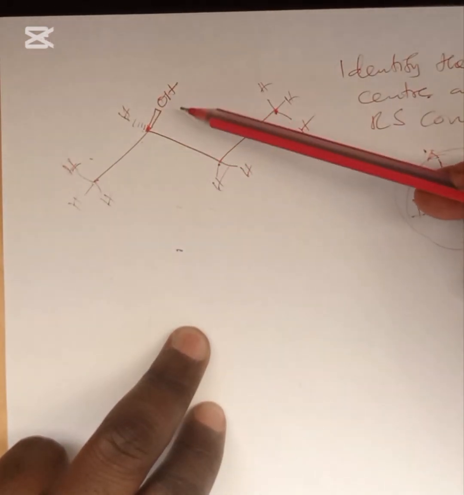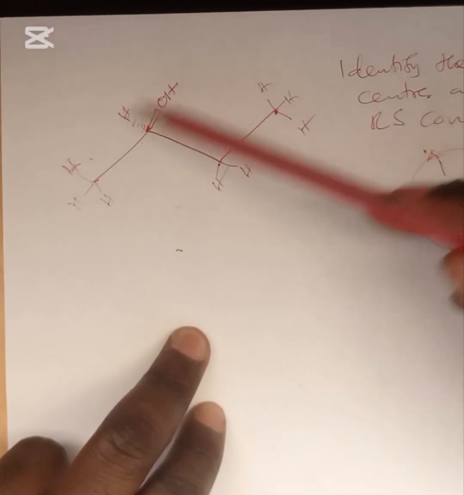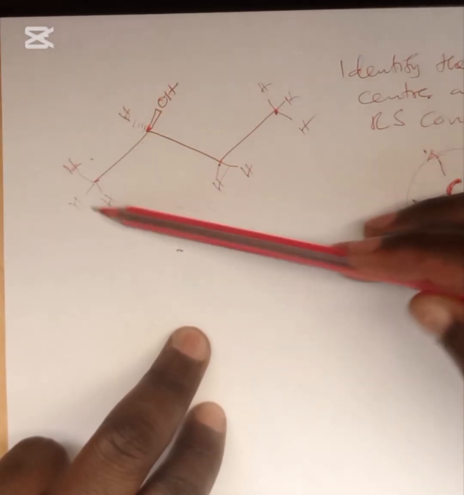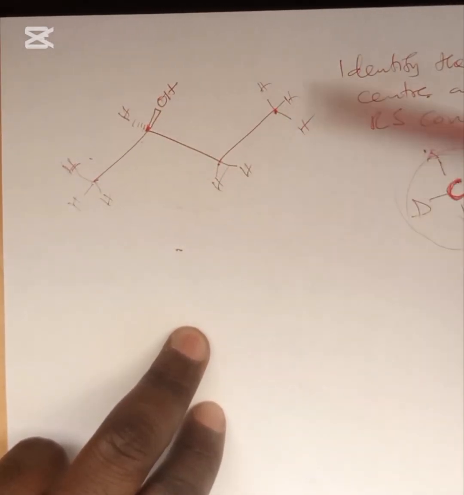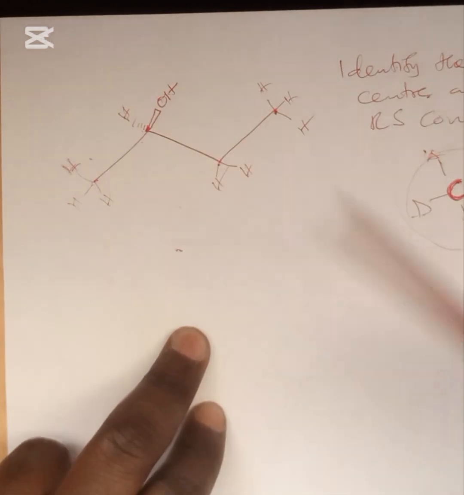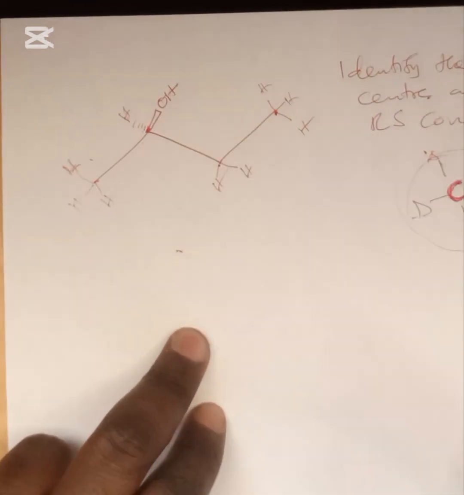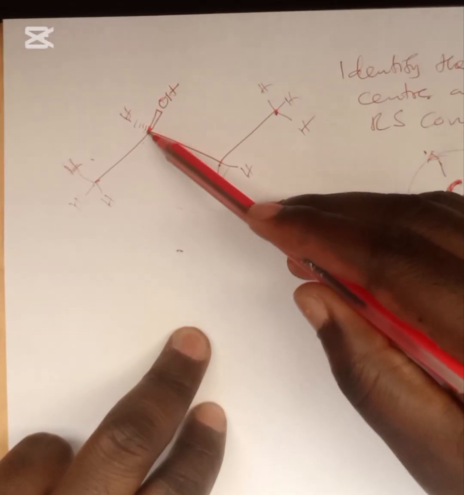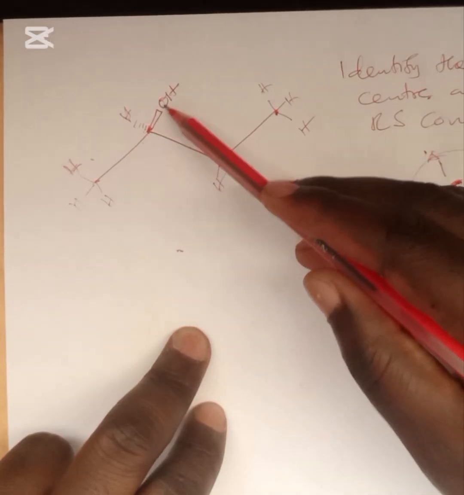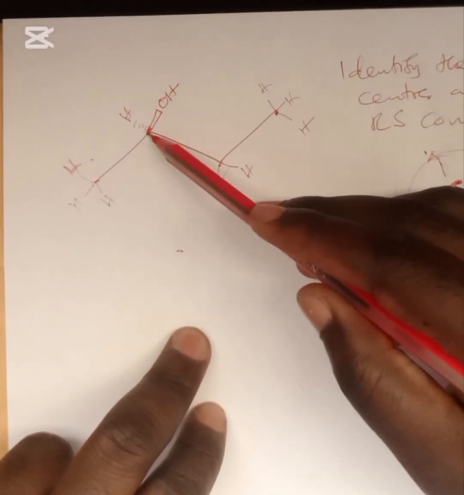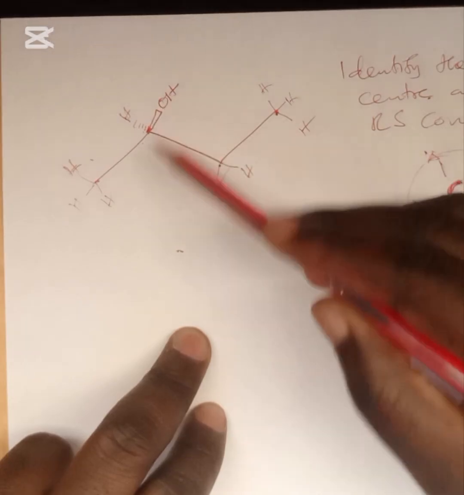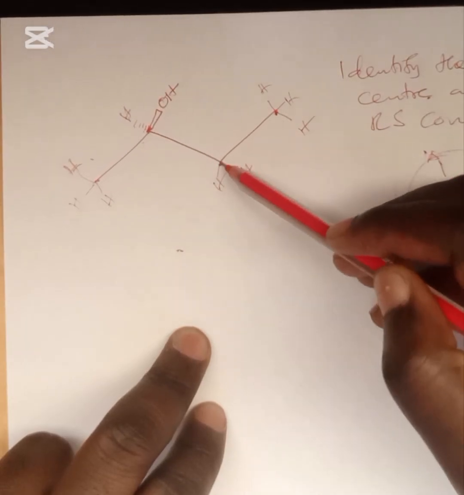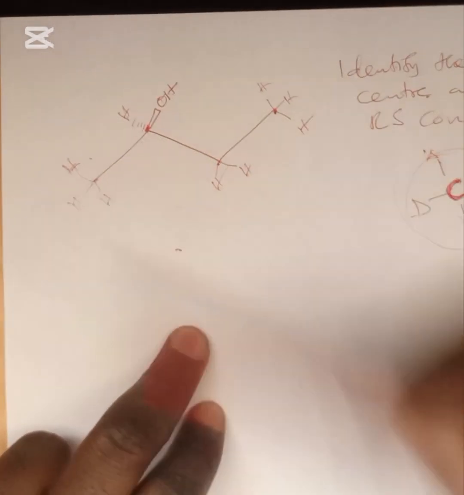Why? Because it has got 4 different groups. So you have got the OH, the hydrogen, and this methyl group and this ethyl group. So there are 4, all of them connected to this carbon here. So how do you assign the priorities? Now remember that this carbon is directly connected to hydrogen here and also directly connected to oxygen, and it's connected to this carbon here and also this carbon here.